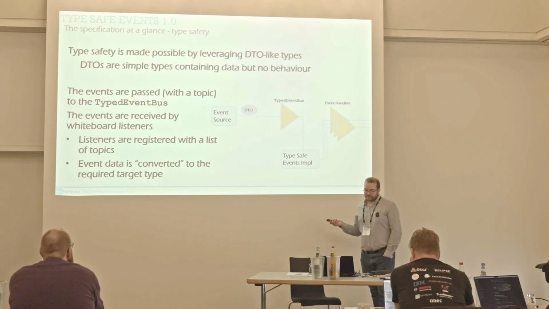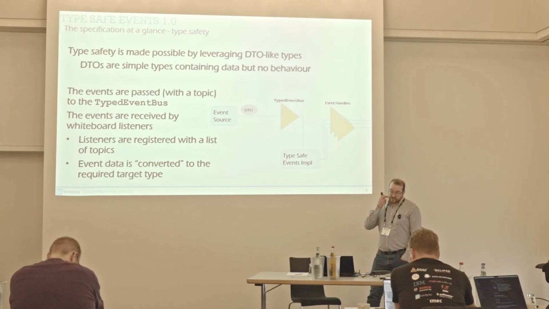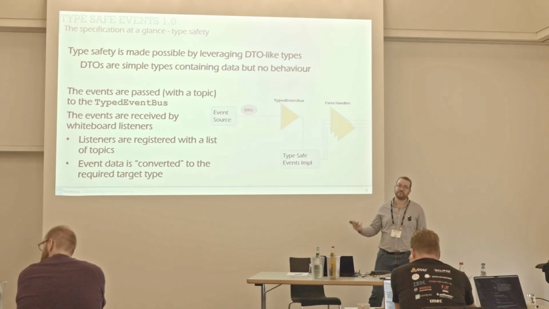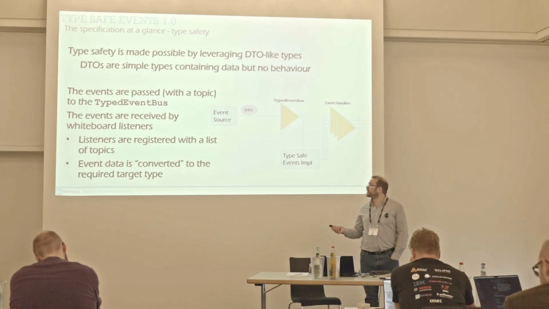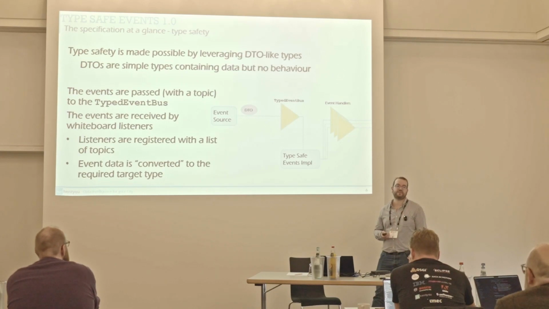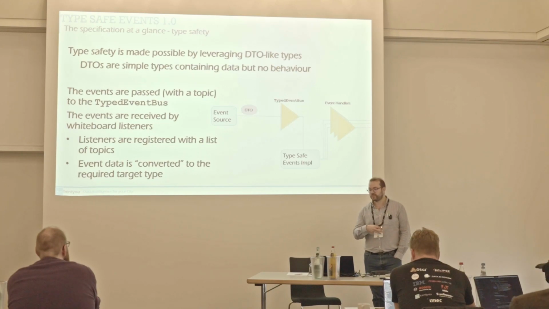So it's passed with a topic, and they are received by listeners that are detected directly. Listeners are registered with the list of topics they want to listen to, and they are supposed to know which type they are expected to get. Event data is converted, so it's really using the OSGi converter specification to get from any input they had to the data we want in the listener.